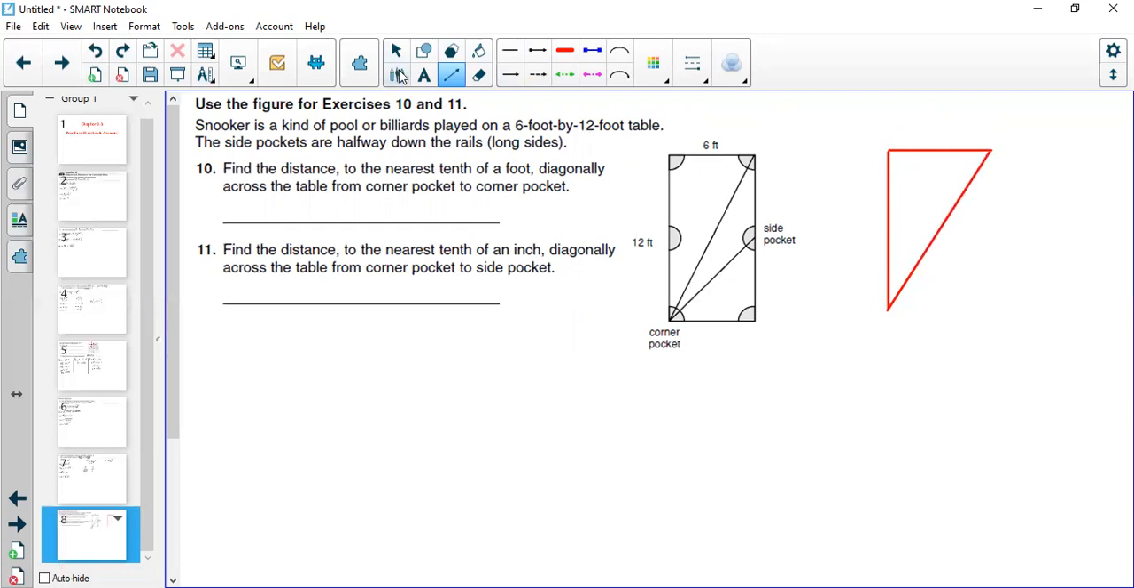What triangle does this part look like? It looks like a right triangle. So which one are we going to use to find the distance now? We are going to use the Pythagorean theorem. So this is going to be C, and this is going to be B, and this is going to be A. So I'm doing question number 10.